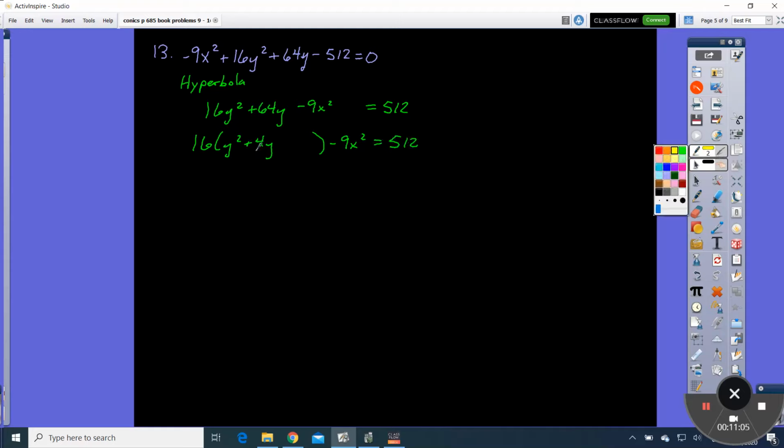So now I take half of 4, that's 2. 2 squared is 4. But I really didn't add 4. I added 4 times 16, so I really added 64 over here. So now what I have is 16 times (y plus 2) quantity squared minus 9x squared equals 576. So now I divide each of these by 576.